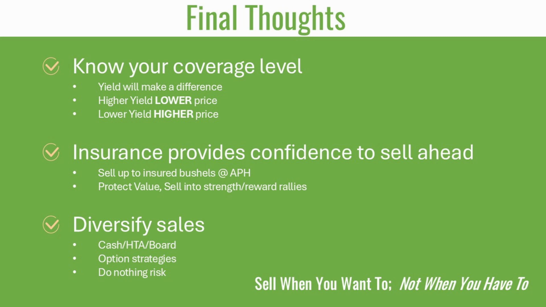And then when we look at these sales, don't forget to diversify sales. This is something we talk about all the time. We typically like a third strategy, right? So do your first third in a cash HTA or sell the board outright. Then consider some option positions to give yourself a little more flexibility. And then lastly, keep in mind those do nothing bushels.